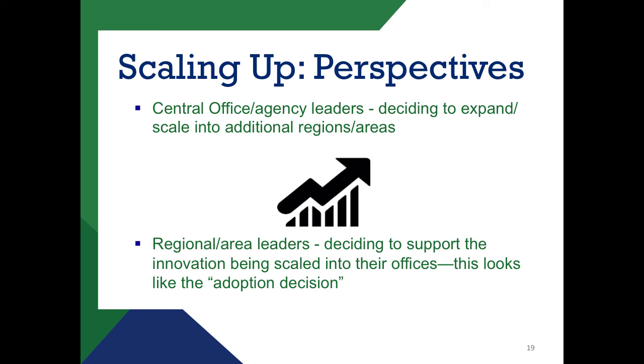So as in everything in child welfare, there are always multiple perspectives to consider. We just wanted to highlight these two particular perspectives, those of central office or agency leaders and those of regional or area leaders and their staff. So looking inside the agency at how these decisions might play out from those different perspectives. And really looking at the kinds of considerations which are not the same across those groups necessarily, and trying to understand how to think them through.